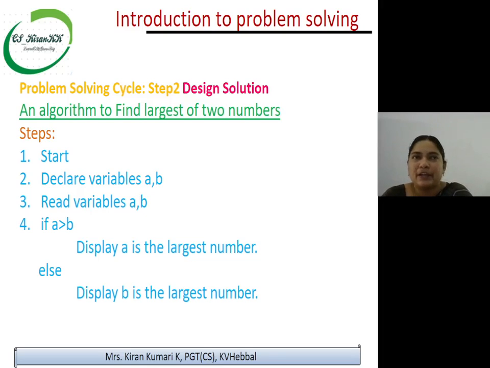After reading the variable values, the values are in a and b. Now we can compare the values of the variables a and b. If a is bigger than b, then which is the largest one? Then display a is the largest number. Otherwise, how do we write? We use the keyword else in our programming languages. So in the else case, what do we do? Display b as the largest number.